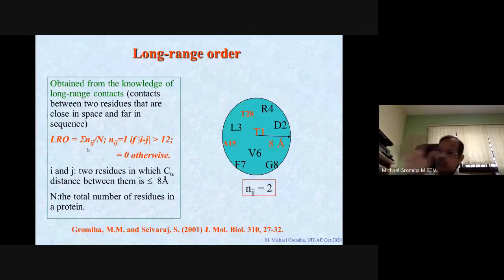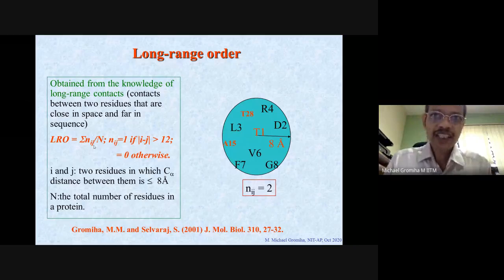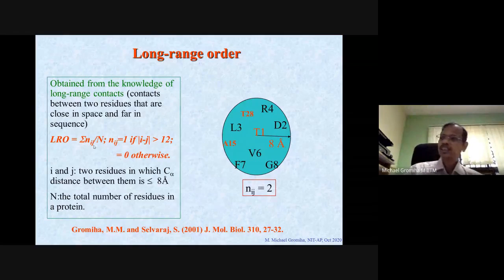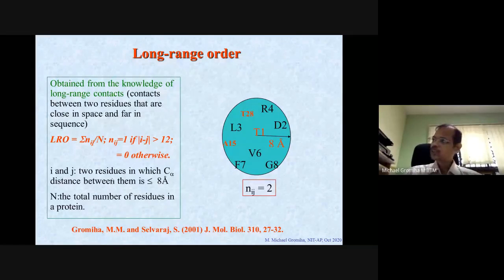To get the LRO of the full protein, you need to get this number Nij for all the residues. For each residue, you have to calculate the contacts, and how many contacts are more than 12 residues apart. That will give you Nij, and divided by the total number of residues, this will give you the LRO. So this LRO is very high if the long range contacts are more, and less if the long range contacts are less. For example, if your residue has only short range contacts, this will be 0. Depending upon the long range contacts, you will have the numbers. Fine, this is another concept.